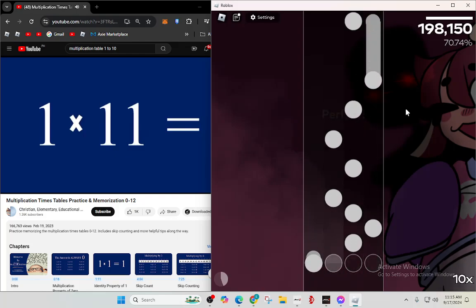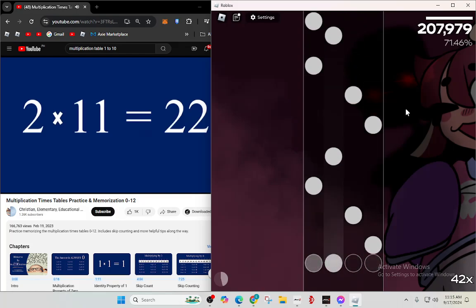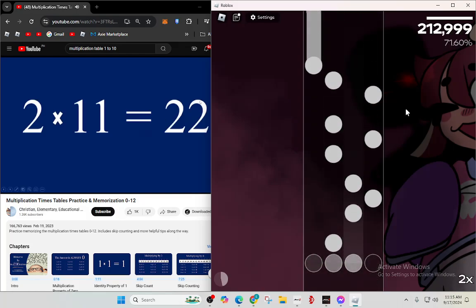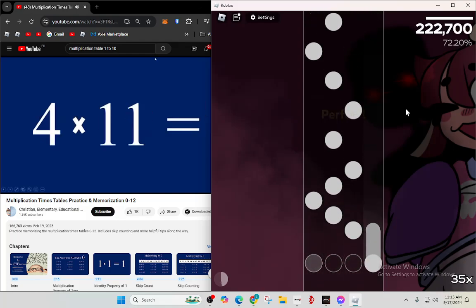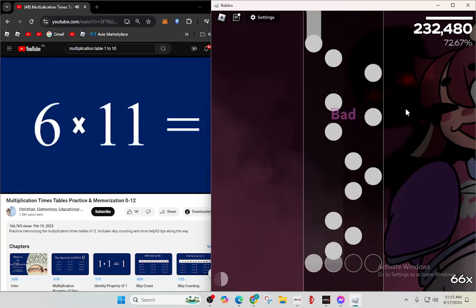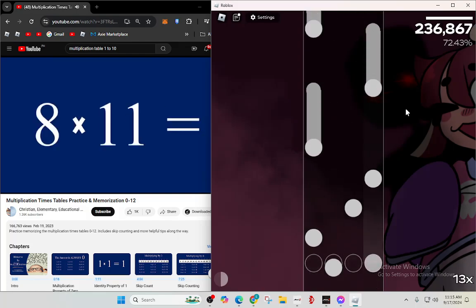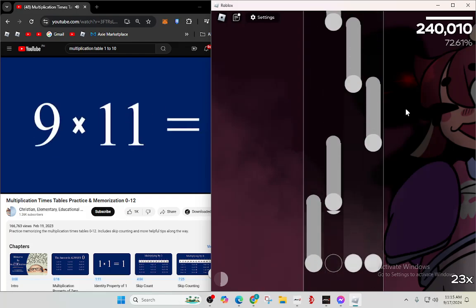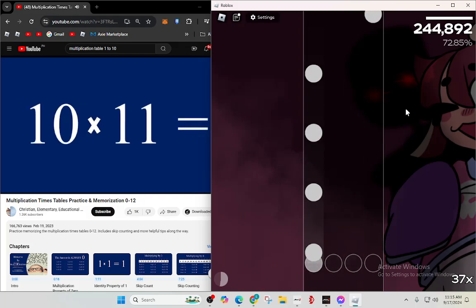Now let's multiply the equations 1 through 12 by the number 11. 1 times 11 equals 11. 2 times 11 equals 22. See, it's just this number 2, written twice, 2, 2. 3 times 11 equals 33. You got it. 4 times 11 equals 44. 5 times 11 equals 55. 6 times 11 equals 66. 7 times 11 equals 77. 8 times 11 equals 88. 9 times 11 equals 99. 10 times 11 equals 110.